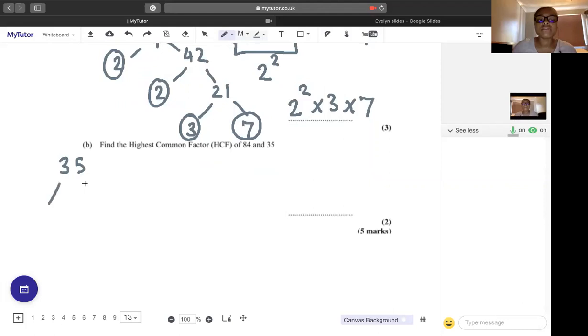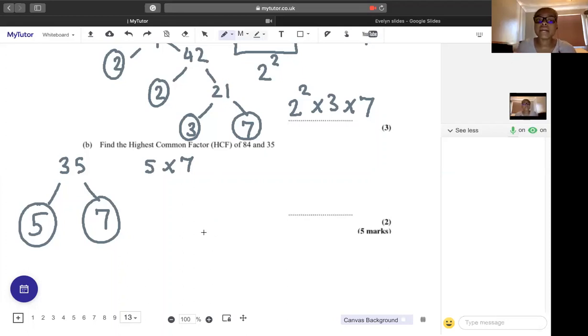So 35 is not an even number, but it is a multiple of 5 because it ends in the number 5. So 5 times 7 gives us 35. Now 5 is a prime number and 7 is a prime number. So that's the only way that we can split 35 into a product of its prime factors. So 35 is just 5 times 7.